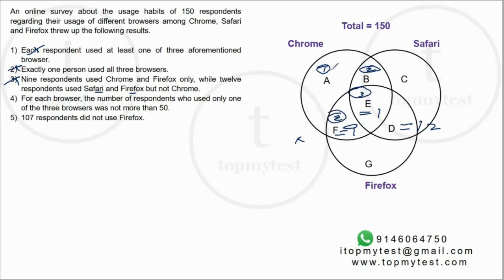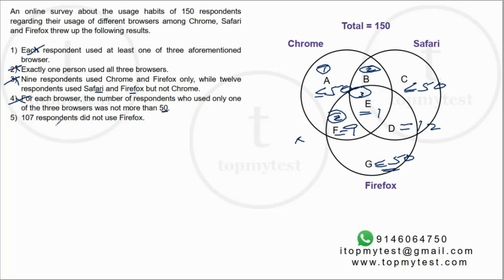So the number of people in that one browser region should be not more than 50. So A should be less than or equal to 50. Similarly, C should be less than or equal to 50. G should be less than or equal to 50. Okay, so that is also done.